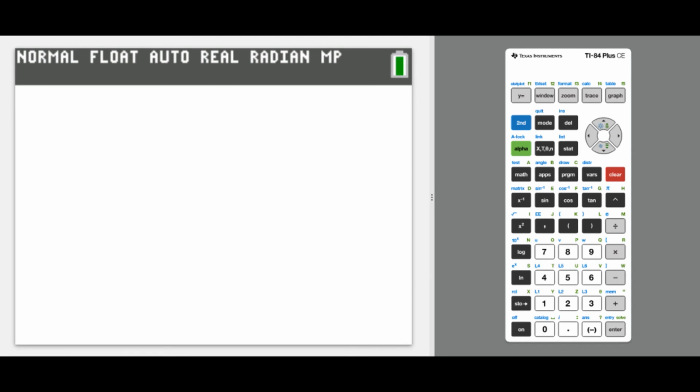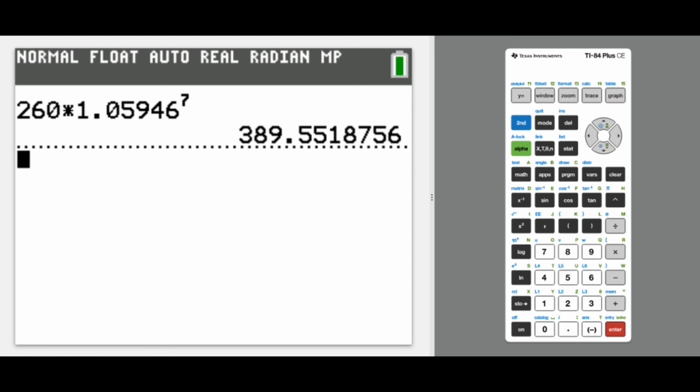This is a TI-84 Plus CE screen. Let's compute the value using your calculator. For Q0, key in 260, then hit times. Now put in the number 1.05946. For the exponent, use the little caret symbol, key in 7, then enter, and we get the value of 389.5518756, which we round to 390 CPS.